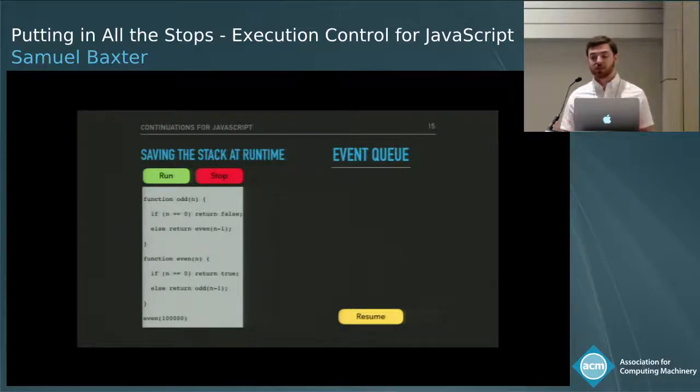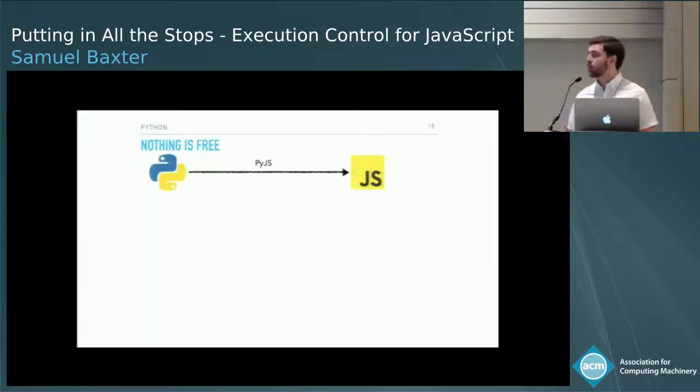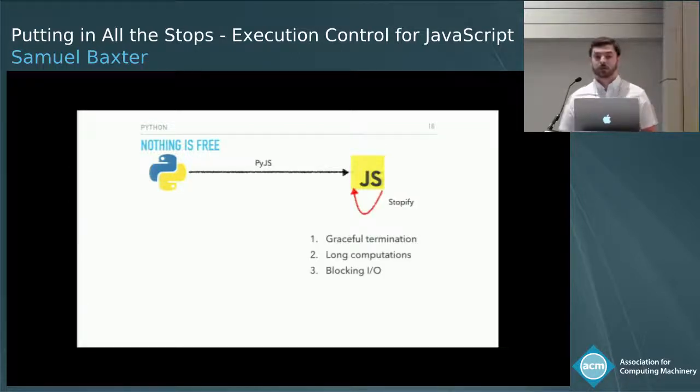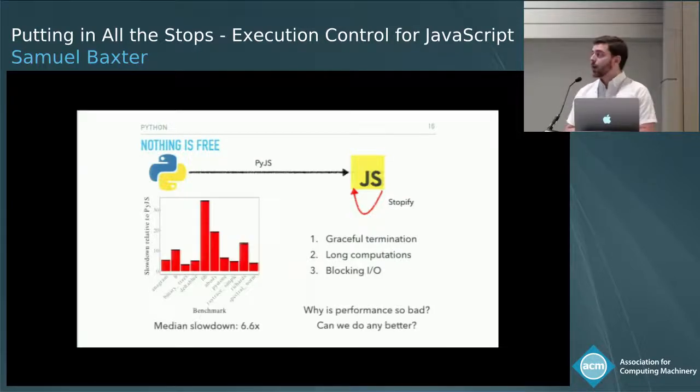We apply Stopify to many different programming languages, but let's look at one example. We've taken a suite of Python benchmarks, compiled them to JavaScript using the third-party PyJS compiler, and then used Stopify to provide graceful termination, long-running computations, and blocking APIs to these programs. We evaluated these benchmarks in Chrome, and unfortunately saw that performance is bad. On a set of 10 benchmarks, we saw a median slowdown of 6.6 times slower than the uninstrumented version of the PyJS program. And the max slowdown was actually above 30 times slower. So this is not ideal.